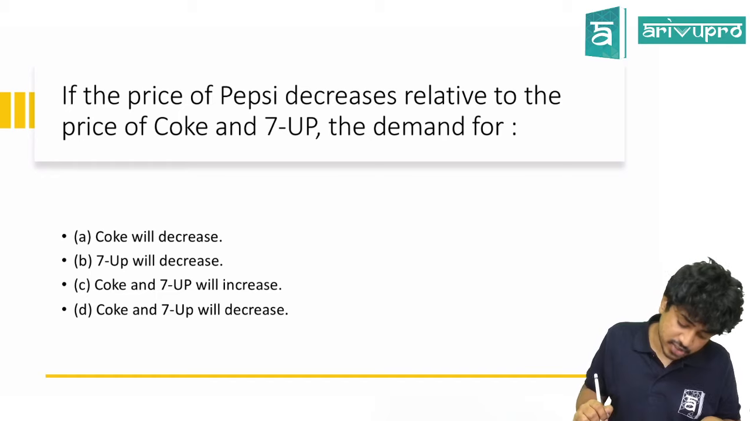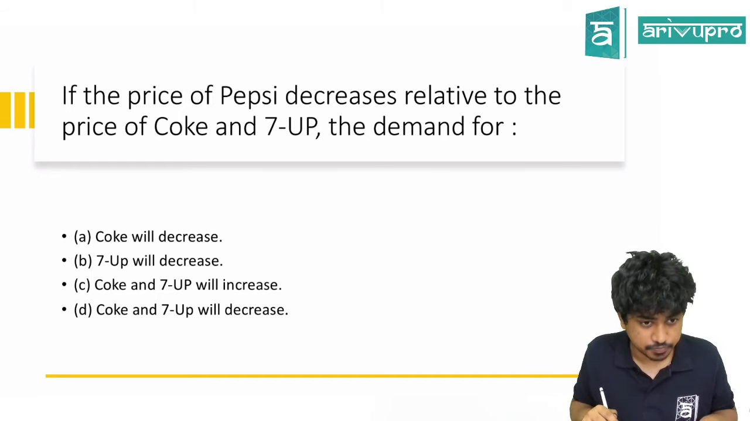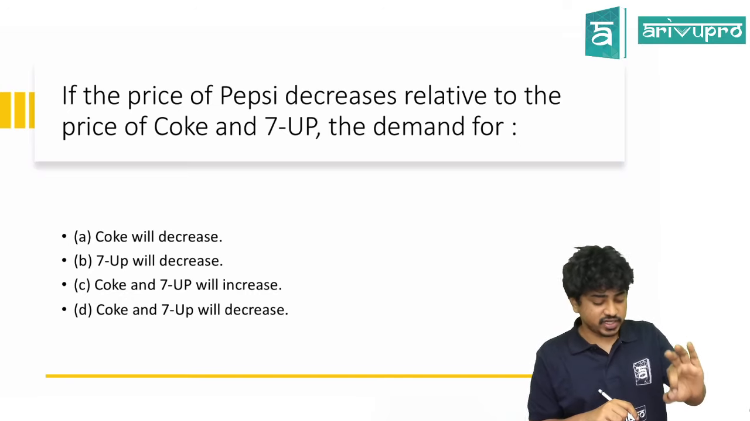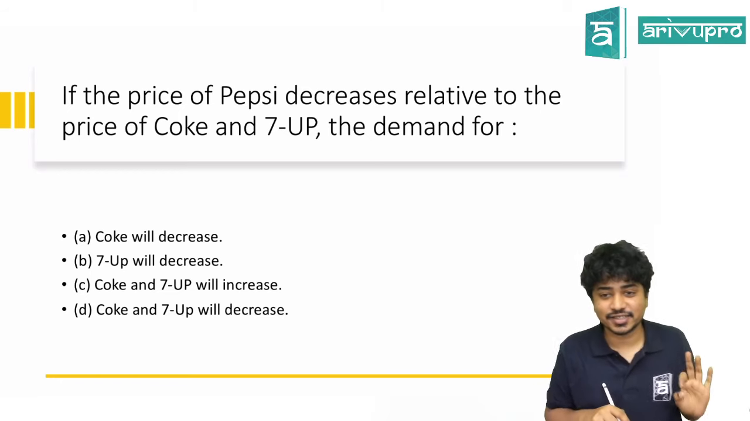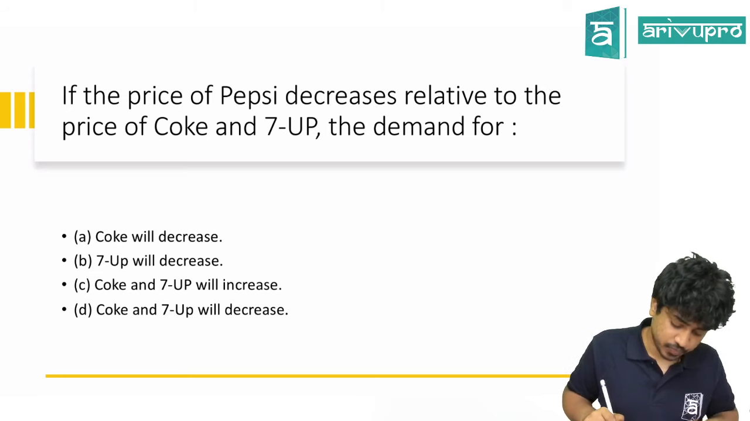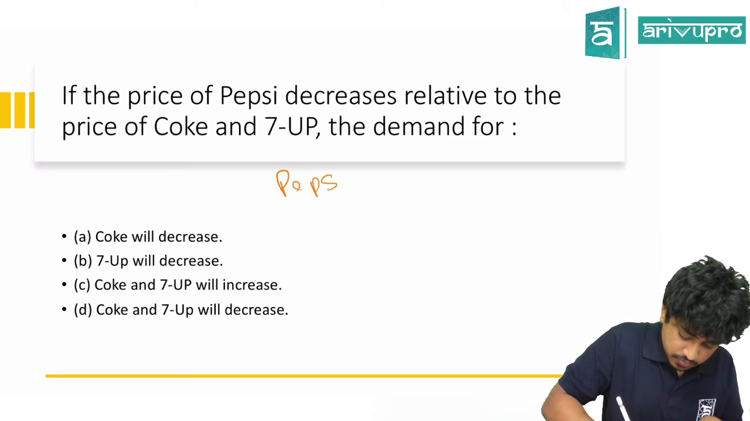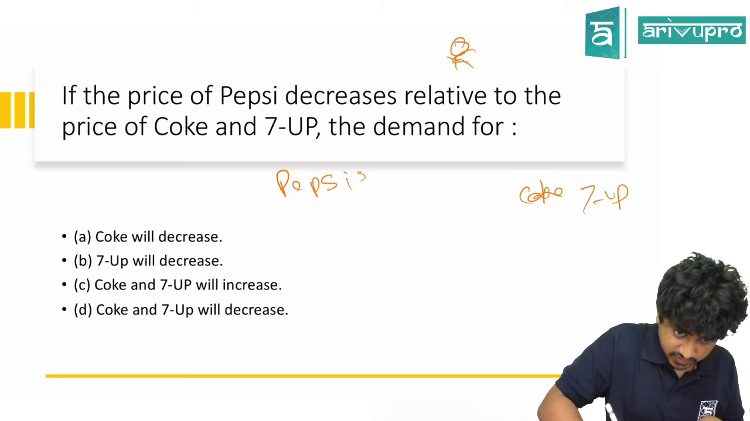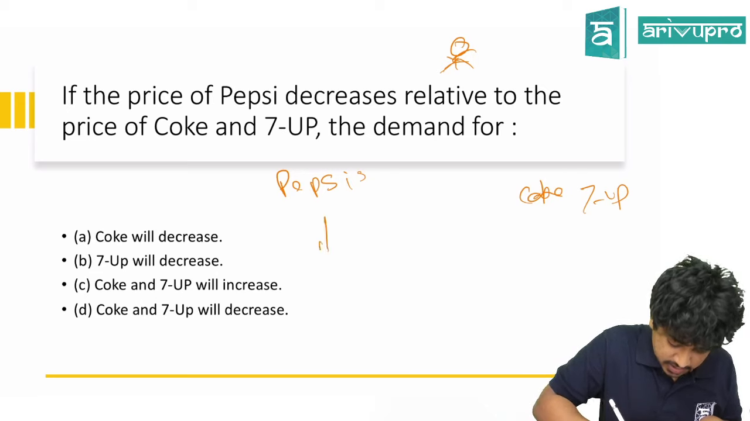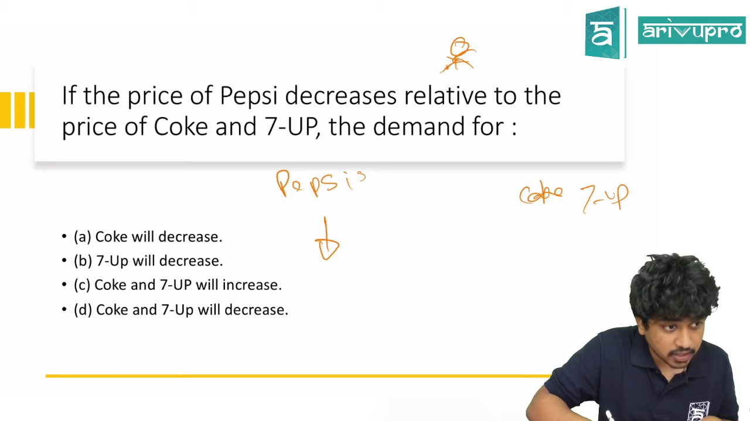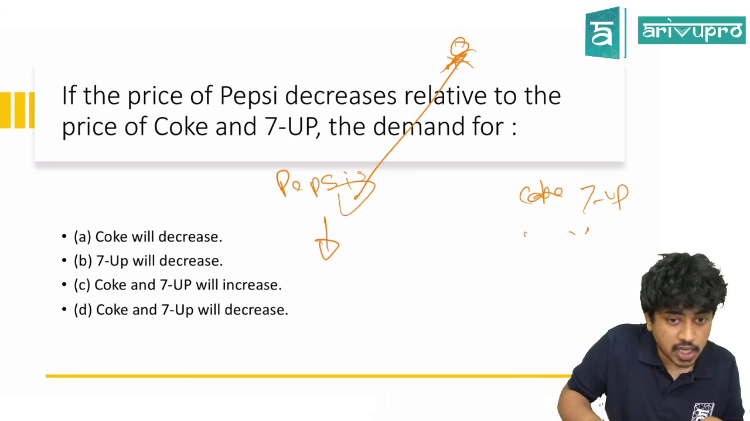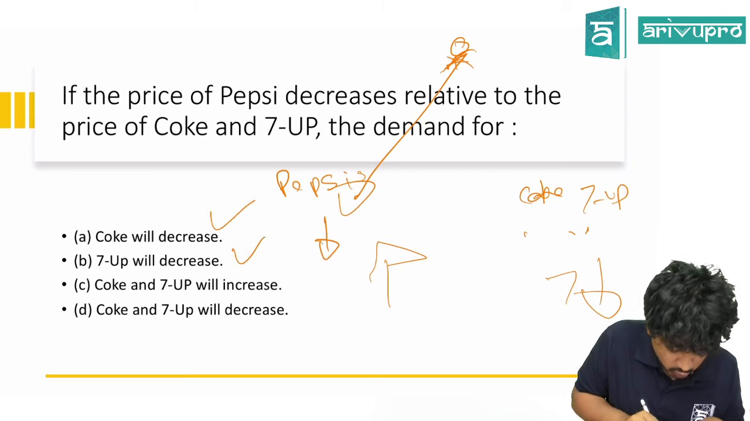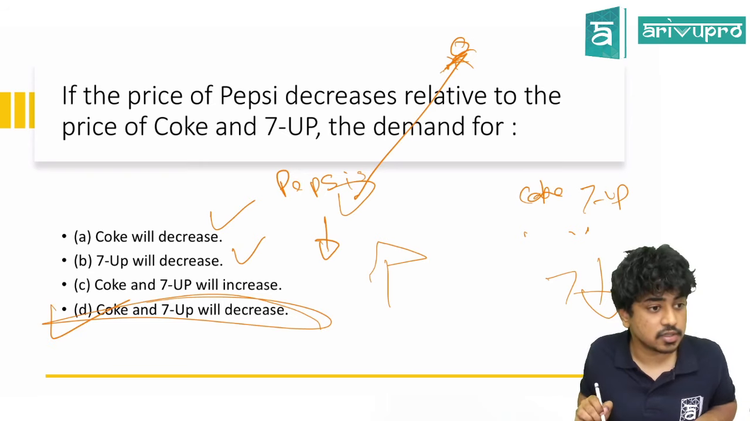Now, if the price of Pepsi decreases relative to the price of Coke and 7-Up, the demand for Coke will decrease, 7-Up will decrease, Coke will increase, or 7-Up will decrease. What is the answer? If I were you, I would write Pepsi, Coke, 7-Up and draw my stick figure. The price of Pepsi is decreasing, correct? Where will the customer go now? Pepsi. Now, demand for Coke and 7-Up: it will decrease, while for Pepsi it will increase. So the demand for Coke will decrease, and 7-Up will decrease. Here, the answer is this. Are we clear here?